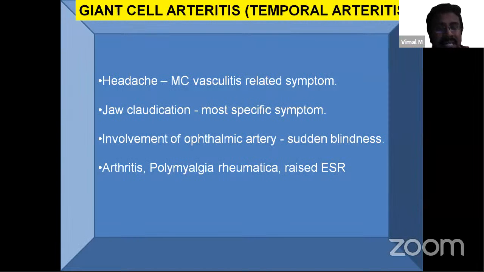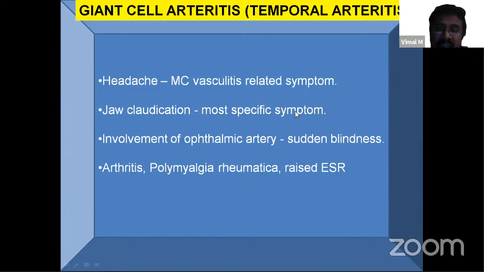Coming to our question, giant cell arteritis is otherwise called temporal arteritis because it commonly affects the temporal artery. As it affects the temporal artery, the patient mainly has headache. Giant cell arteritis usually affects the elderly, and headache is the most common manifestation and the most common vasculitis related symptom.